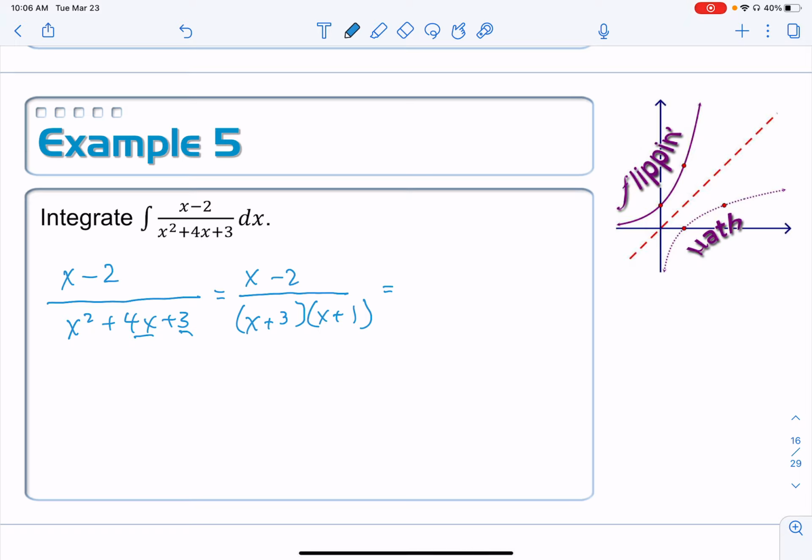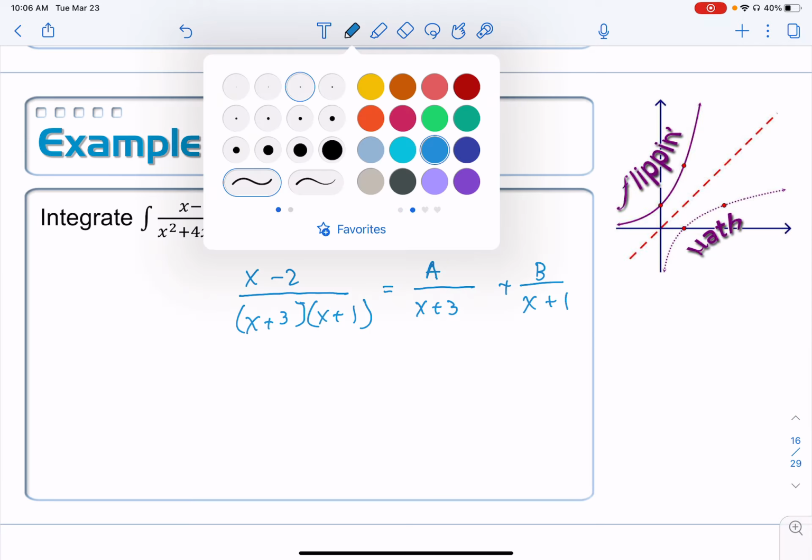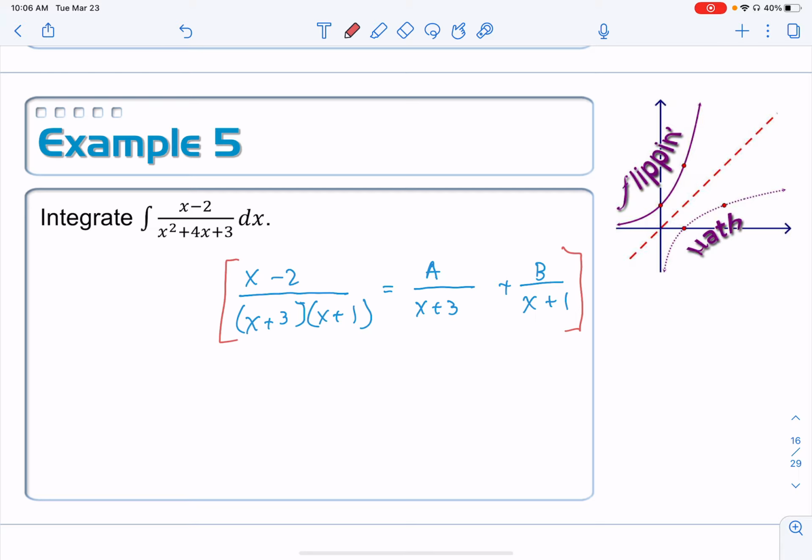Over here on the right side of this equation, we're going to rewrite it so that these are the denominators of our two partial fractions, and we just don't know what the numerators are supposed to be. Now what we do is we multiply both sides of this equation by the common denominator, and the common denominator is just this product here. It's the same thing as this quadratic on the bottom. Multiply both sides by x plus 3 times x plus 1.